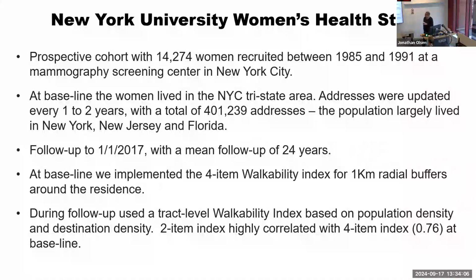At baseline, which we're going to call 1990, we poured a ton of resources into creating our 4-item walkability index so that we could measure walkability where they lived at the beginning of follow-up for 1 kilometer radial buffers around their homes. And then during follow-up, we used census tracts, and we measured walkability using our 2-item index, which is based on population density and destinations. The 2-item metric and the 4-item metric are highly correlated at 0.76. So a lot of what gets explained by the 4-item index is really just explained by population density and destinations.